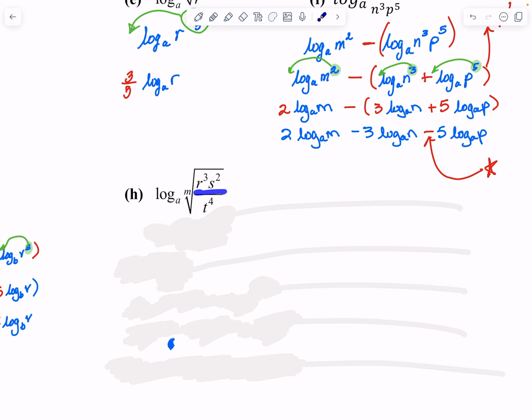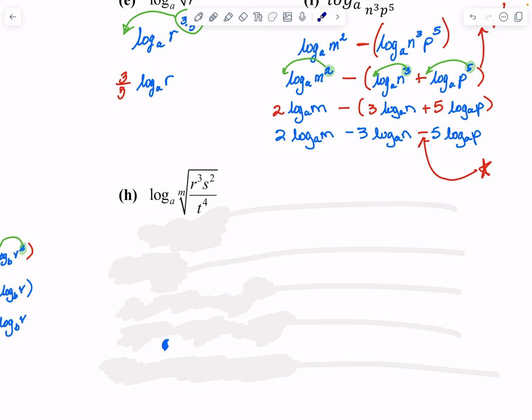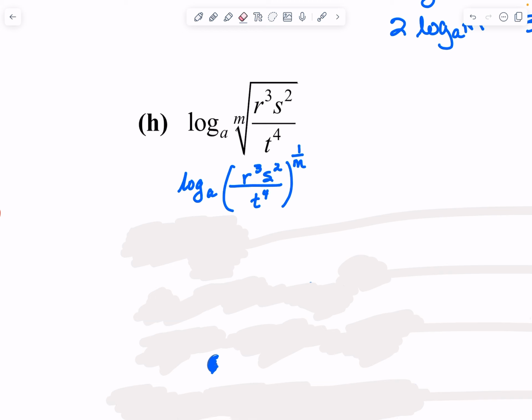I'm going to start off, instead of division, I'm going to get rid of my mth root. So we're going to put a th on the m. So I've got to change that to r to the third, s to the second, divided by t to the fourth, quantity raised to the 1 over m, because remember this guy is the index or the root, so it goes on the bottom.